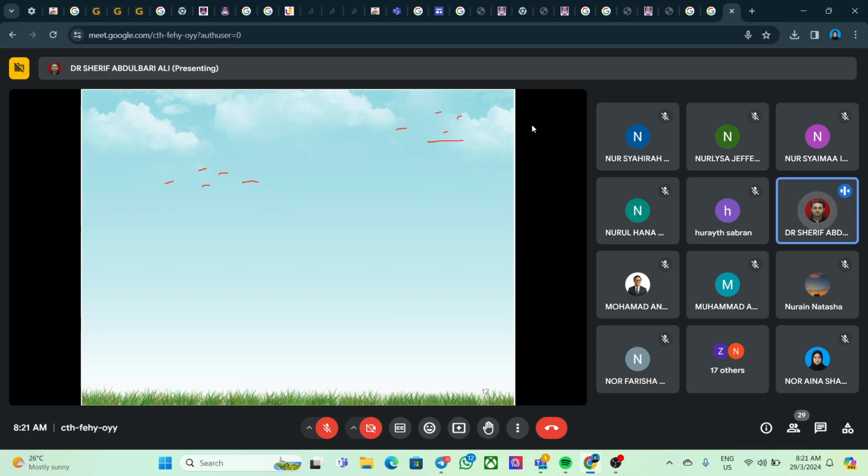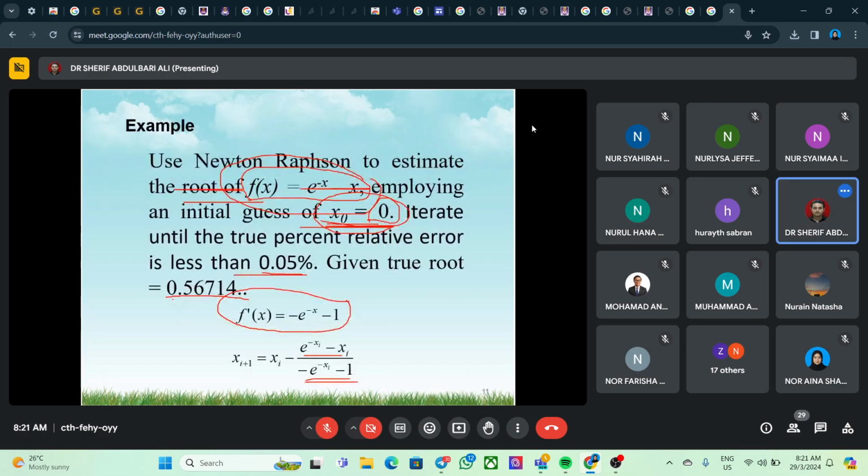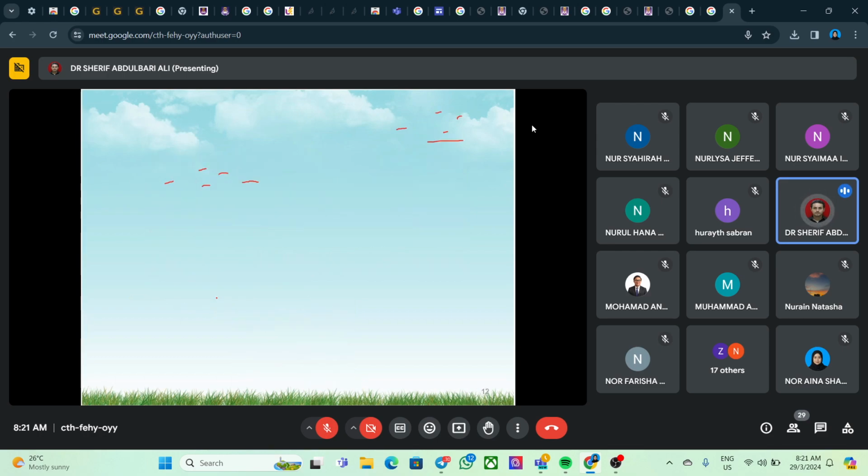Our true value is equal to 0.567. So this means it's more closer. So this means from the first iteration, our answer is more closer to the true value. Okay, so now we will go for the next iteration. For the next iteration, x naught is equal to 0, x is equal to 0.5.